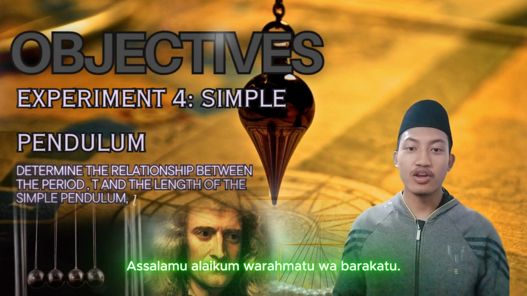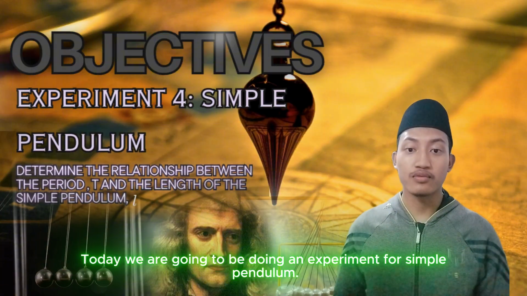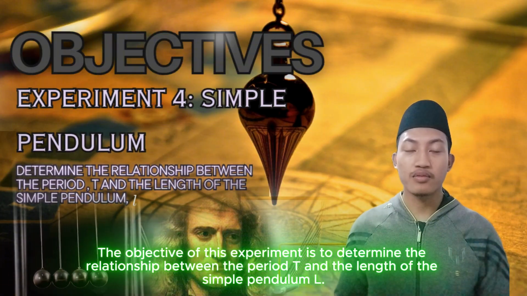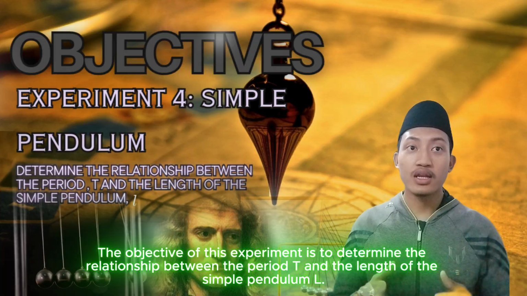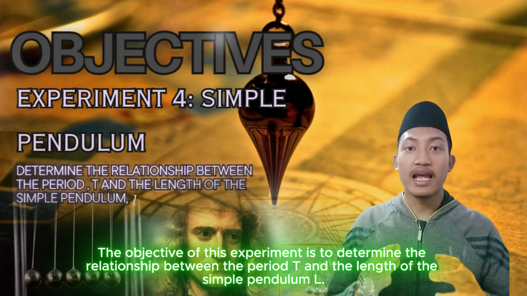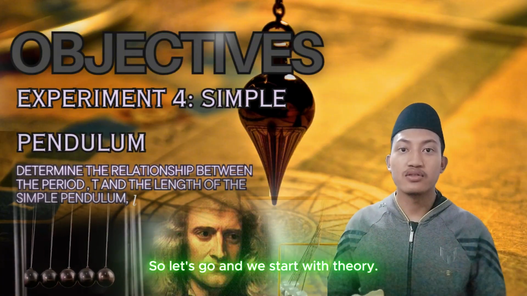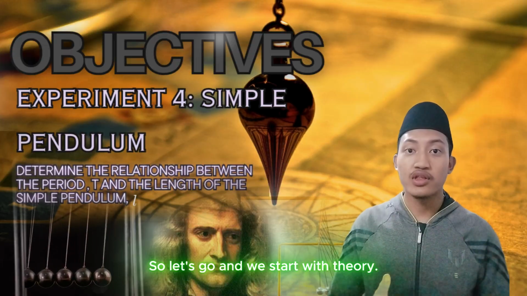Assalamualaikum warahmatullahi wabarakatuh. Today we're going to do an experiment on the simple pendulum. The objective of this experiment is to determine the relationship between the period T and the length L of the simple pendulum. So let's go and start with the theory.